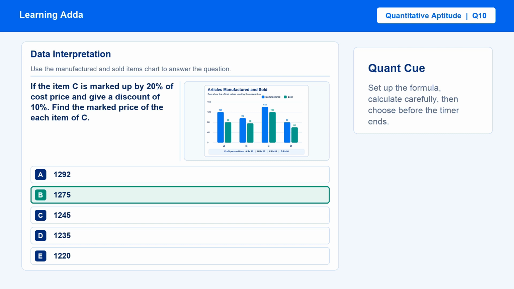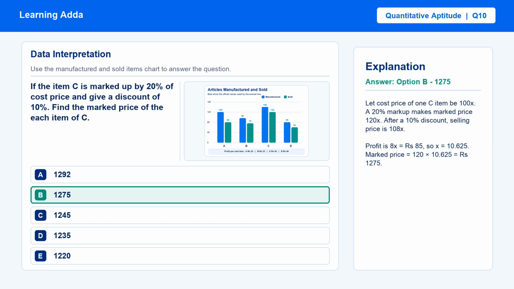The answer is option B, 1275. Let the cost price of one C item be 100x. A 20% markup makes the marked price 120x. After a 10% discount, selling price is 108x. Profit is 8x, which is equal to rupees 85, so x is equal to 10.625. Marked price is equal to 120 multiplied by 10.625, which is rupees 1275.